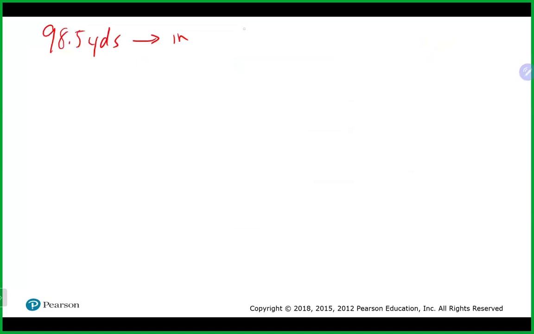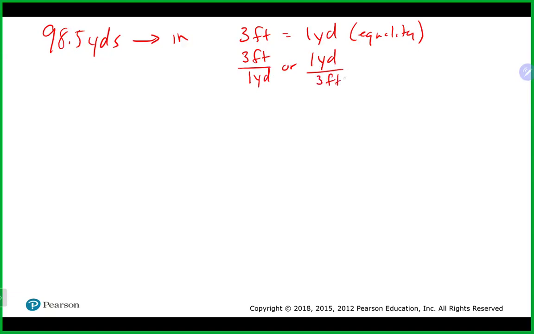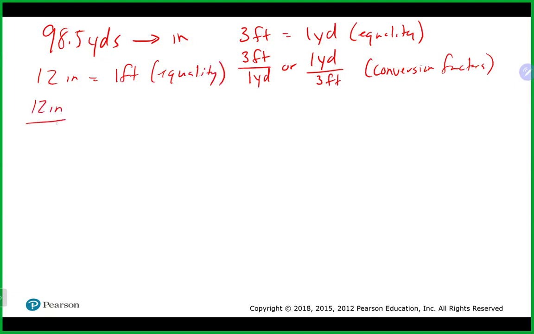We have our 3 feet equals 1 yard. That again is our equality. That's going to give us 2 possible conversion factors that we could use. And then we have our 12 inches equals 1 foot. Again, another equality that gives us 2 possible conversion factors. And as we've been doing, you should not use both of them in the same calculation, but you just want to pick whichever one's going to work for you.